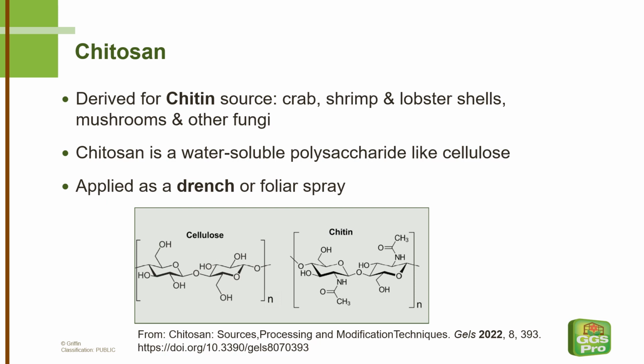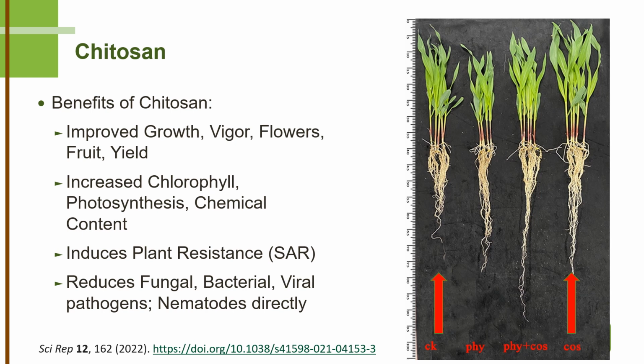But they are soluble and can be applied as a drench or a spray, and chitosan does have a good biostimulant effect. So I'm going to show an experiment here to demonstrate the power of chitosan. In this experiment, here's our control plant on the left. The second plant has had a growth inhibitor added to it. If we add chitosan with that growth inhibitor, we've reversed all of the inhibition. If we add chitosan to a plant that's never seen that inhibitor, we get a much beefier plant than the original control. So the benefits of chitosan are improved growth, vigor, more fruit, more flowers, higher yield, increased chlorophyll, more photosynthesis, and increased chemical content, so upping the small molecules of the plant.